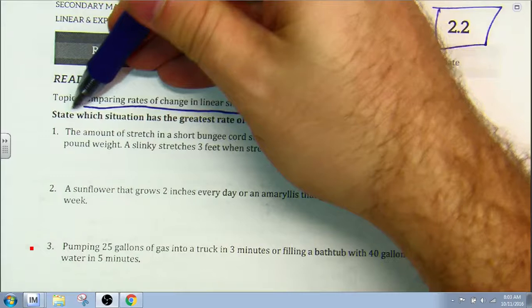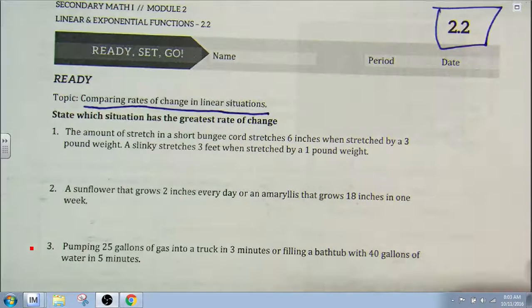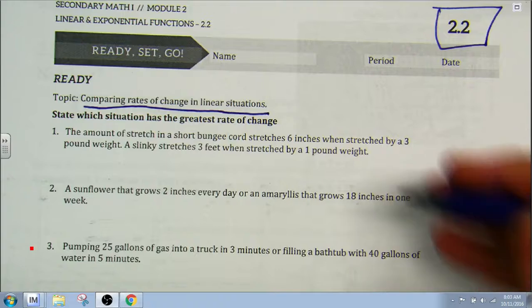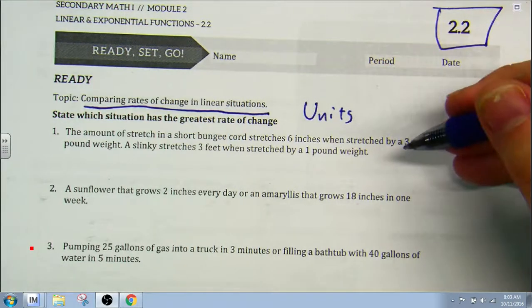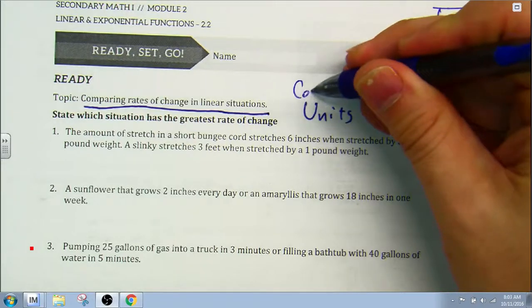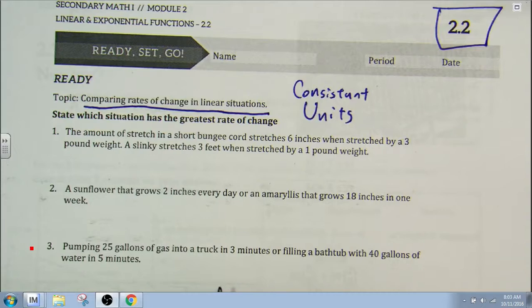It asks us to state which situation has the greatest rate of change. And I'm going to give you a hint here. One of the big things that we're going to be doing here is working with units and making sure that our units are consistent. Because let's go ahead and look at this first problem here.